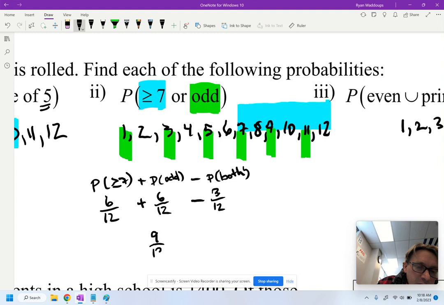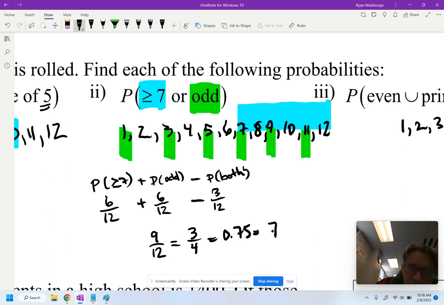So we've got 9/12. That simplifies to 3/4, 0.75, or 75%.